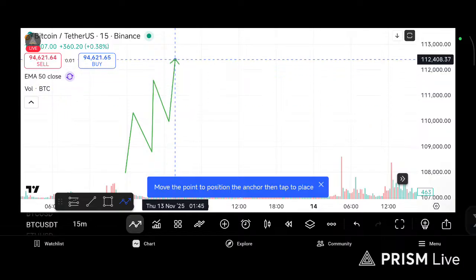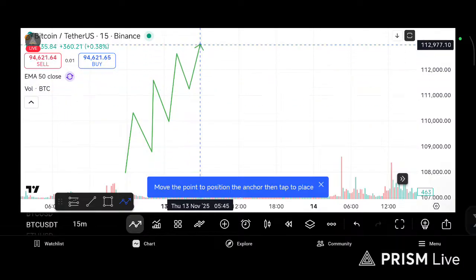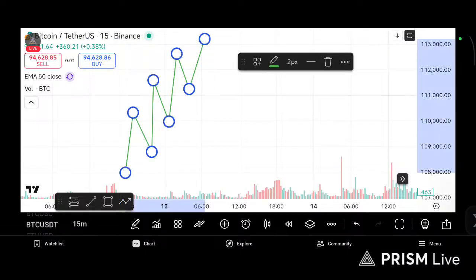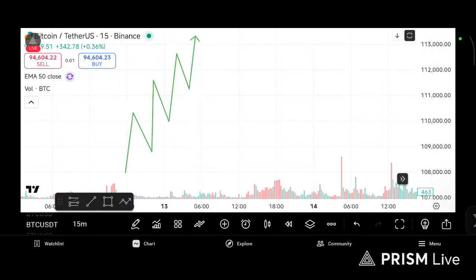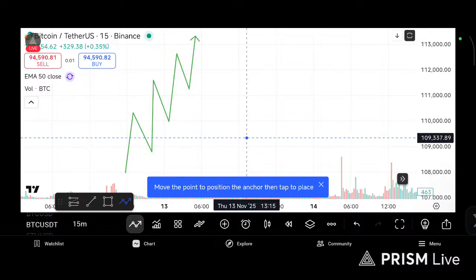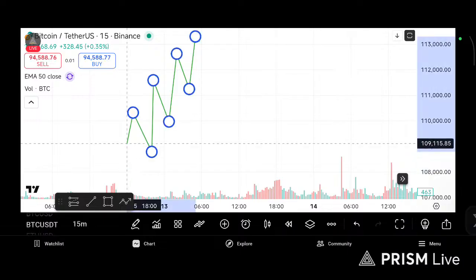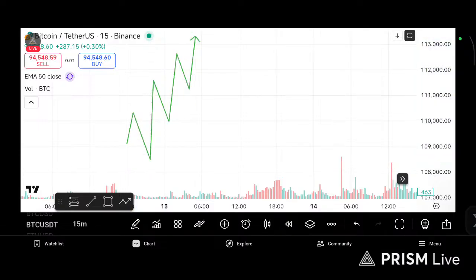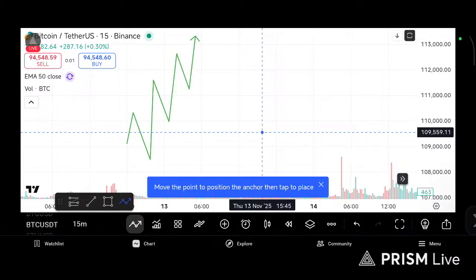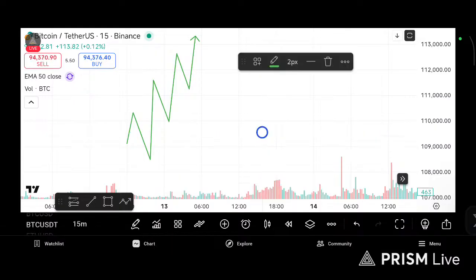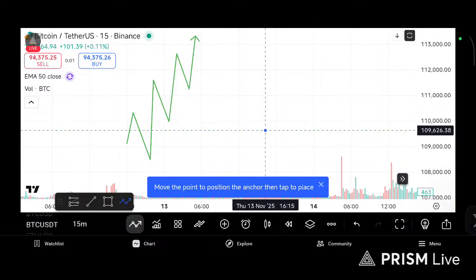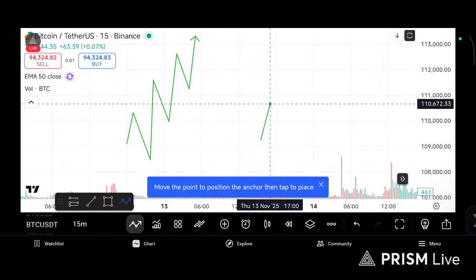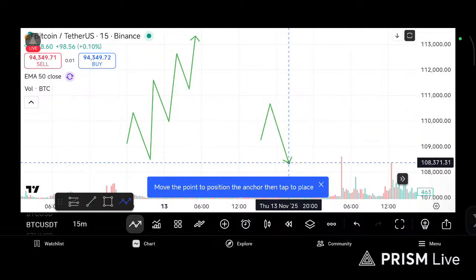This is what we call type 1 liquidity, right? And we kindly talked about type 2 liquidity. This is not type 1, this is type 1 liquidity, right? And this is another, this is type 2 liquidity.